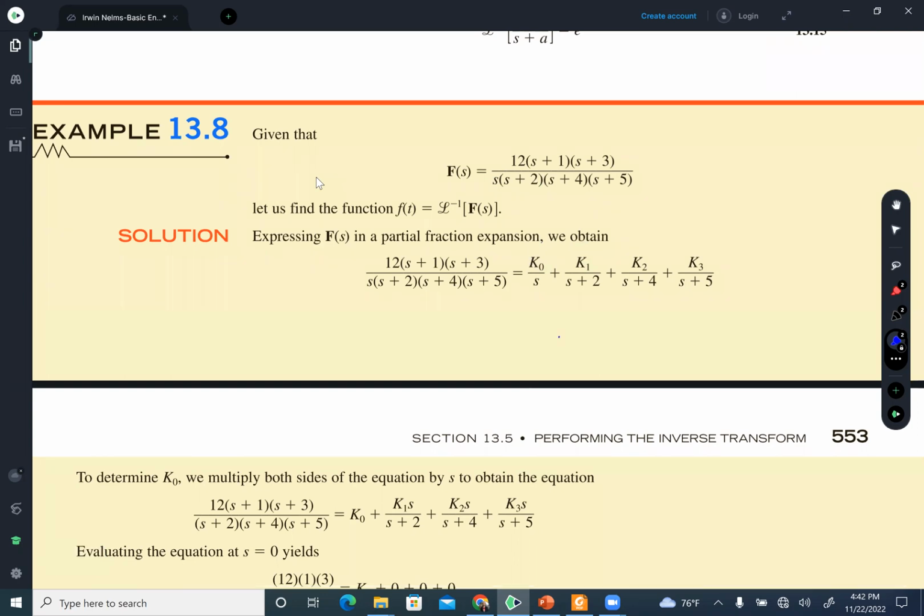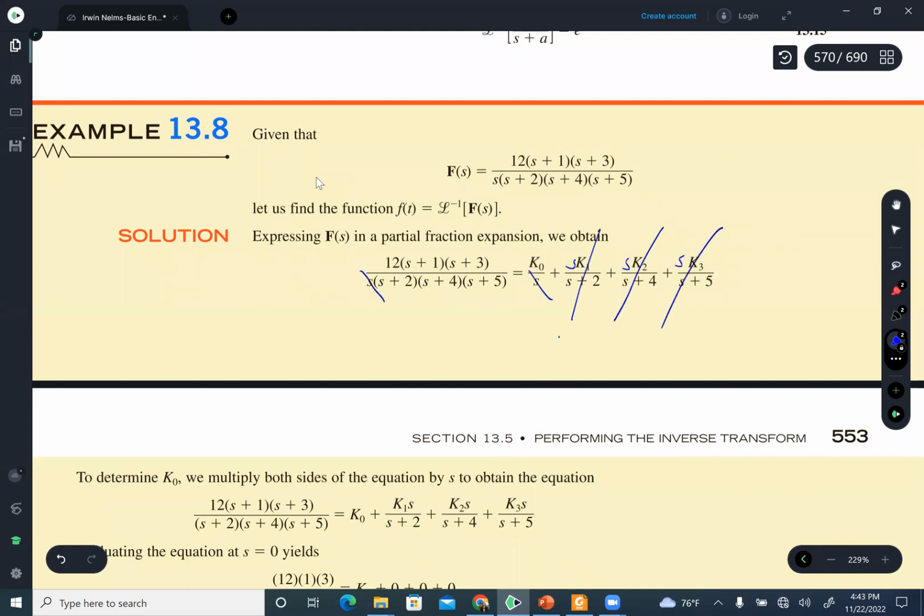So if you want to find k0, just multiply everything by s. So this guy is going to go away. This guy is going to go away. You're going to get s here, s there, and s there, right? And then you plug in s is equal to 0. That's going to wash this one out, that one out, that one out. So you're going to get k0, right? And then you put s is equal to 0 here as well. So you just get some number there. That will give you k0, right?